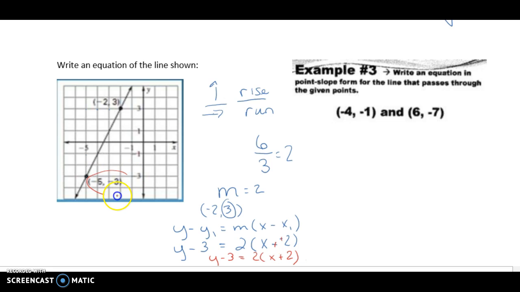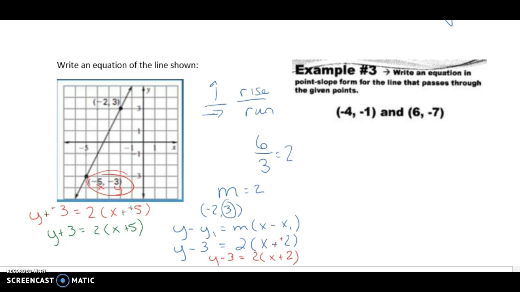I could, of course, use these bottom ones as well. This would be my x, this would be my y. And if that were the case, I would say y minus -3 equals 2, because my slope is the same, even though I'm using the other point, x minus -5. So when I do that, I'm going to go ahead and put plus here and here. So y plus 3 equals 2 times x plus 5.